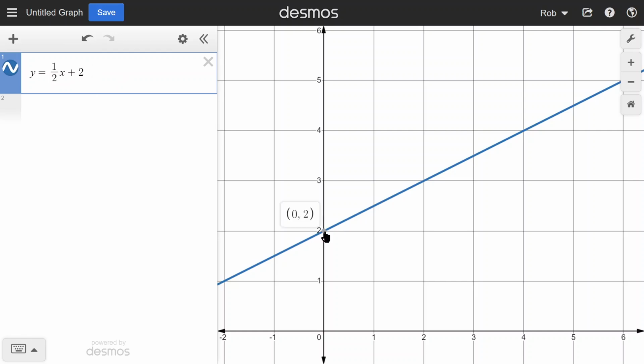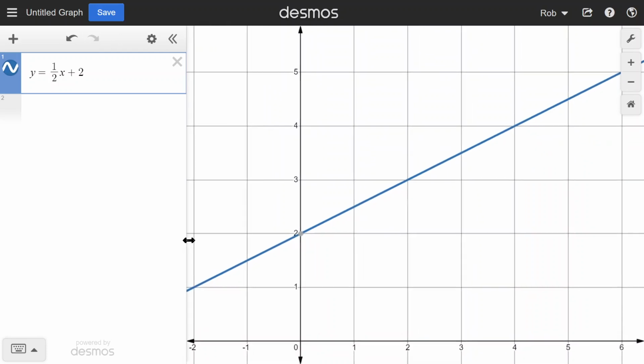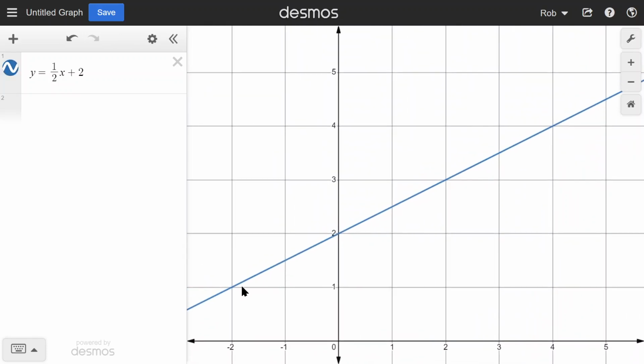Let's have a look at that. It has a y-intercept of 2, there it is, and it's got a gradient of a half. Let's look at what happens. If we start here at 0, 2, we go across 2 and we go up 1. We get to that dot there. And if we go across another 2 and go up 1, we get to that dot there. If we go right back down here, and I need to move the screen, to that point there, minus 2, 1, I can go across 2 and up 1, I get to there. So that's a gradient of a half.